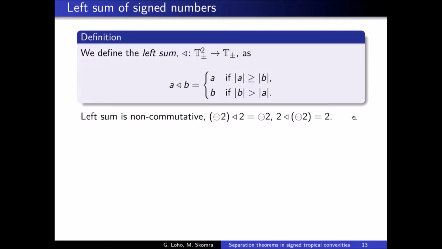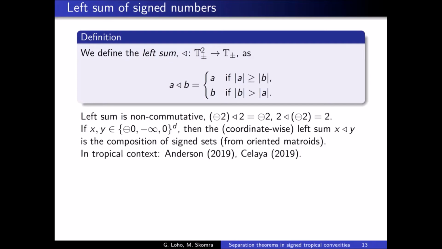It is non-commutative, but many operations in mathematics are non-commutative, so maybe this is not such a bad property. And there are even more motivations to study this operation, because it turns out that it is a kind of generalization of the operation of composition of signed sets from the theory of oriented matroids. And this is why this kind of operation was already used in the tropical context, at least in these two works.